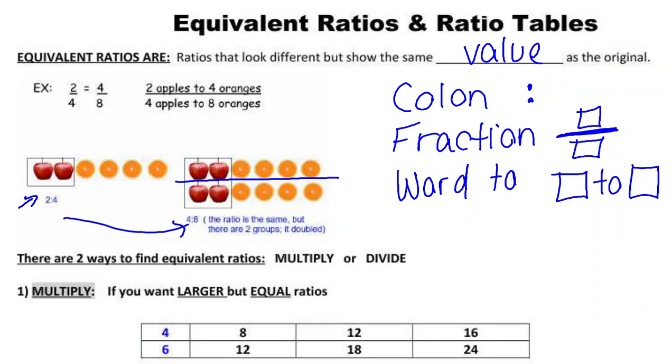Now, it says the ratio is the same, but there are 2 groups. It doubled. Because it doubled, that means times 2. If I look at my original fraction, which was the 2/4, if I multiply by 2 in the numerator and 2 in the denominator, I end up with that new fraction of 4/8. So an equivalent ratio is just another way of writing that exact same relationship.